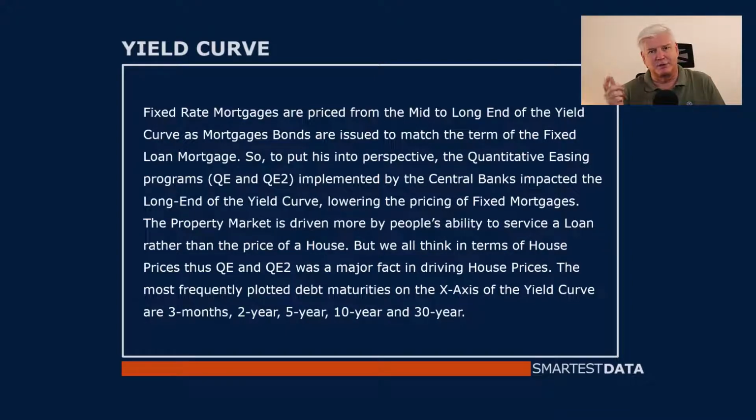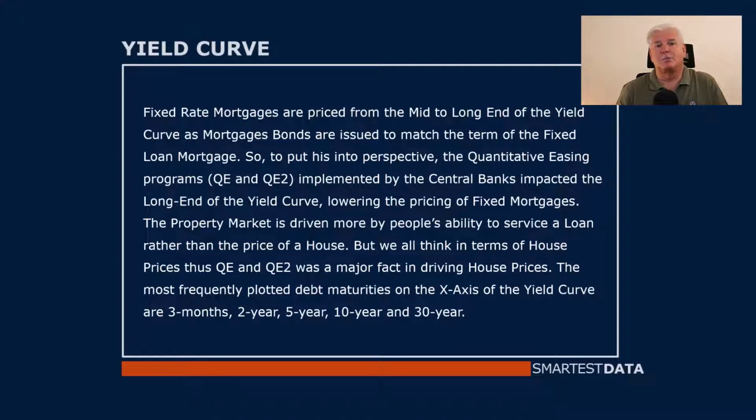So to put this into perspective, the quantitative easing programs QE and QE2 implemented by the central banks impacted the long end of the yield curve, lowering the price of fixed mortgages. The property market is driven more by people's ability to service a loan rather than the price of a house. But we all think in terms of house prices, thus QE and QE2 were major factors in driving house prices.